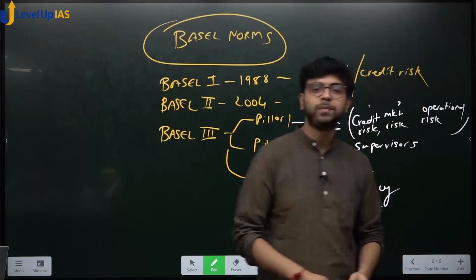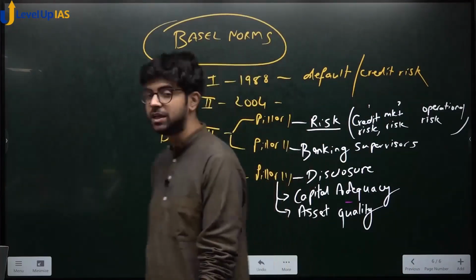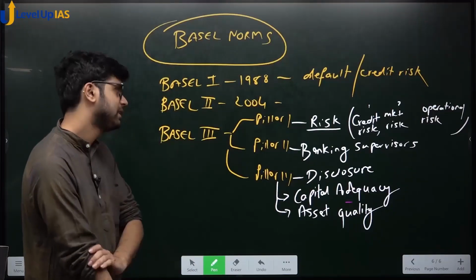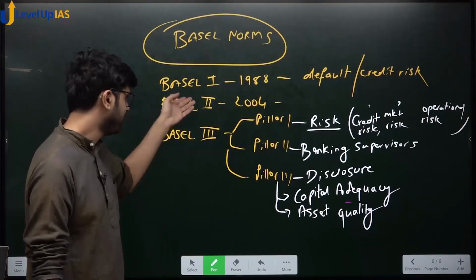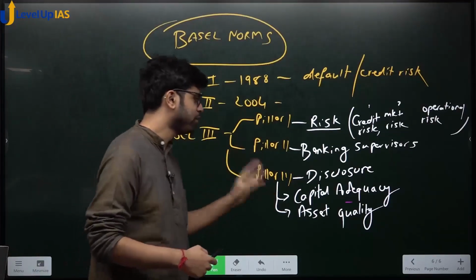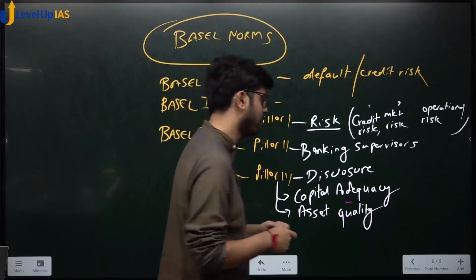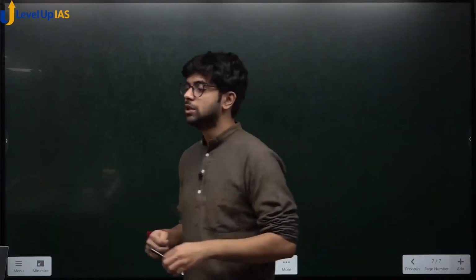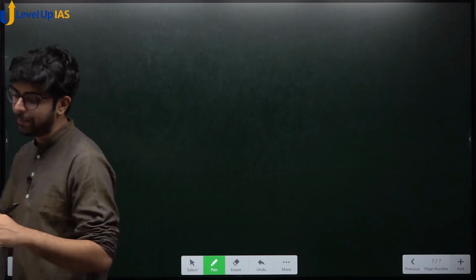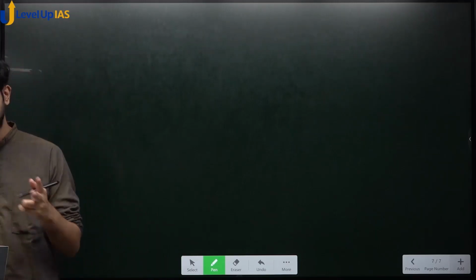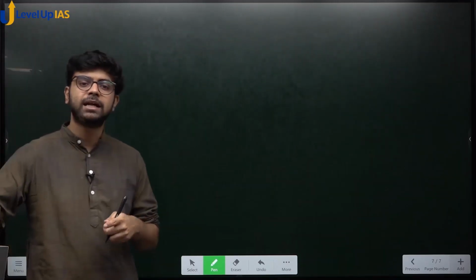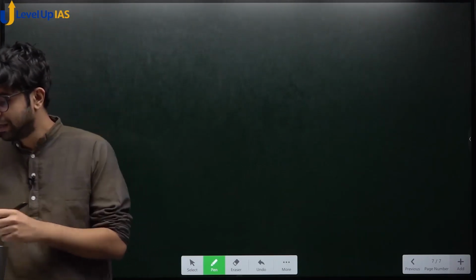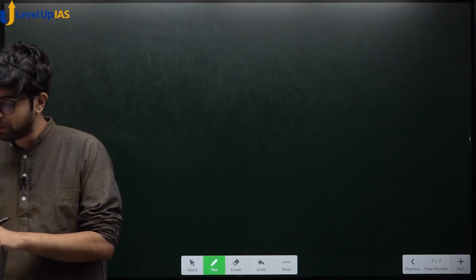Basel norms. We spoke about Basel norms also. There are three kinds of Basel pillars. First pillar speaks about default or credit risk. Second pillar is nothing. And sorry, Basel 1, Basel 2, Basel 3. Third pillar speaks about these things: capital adequacy and asset quality. Okay. Now, what about capital adequacy? We spoke about capital adequacy, that Basel has some two things in the last pillar. One is capital adequacy and second is asset quality. That is very important to know.